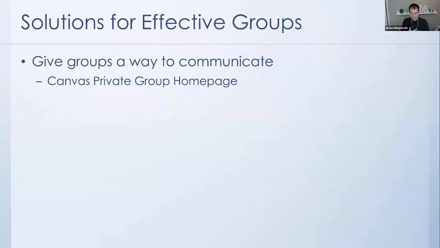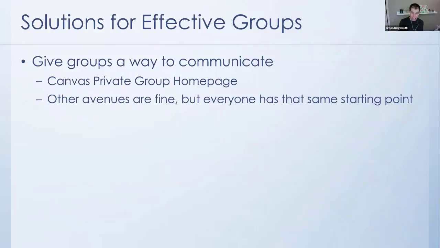Now, we have Canvas, and in Canvas, every student group has a private homepage, and you can use that as a way to let students communicate. Or you can say, here's some apps that work. Now, it turns out at OSU, most students use an app called GroupMe. Well, that's great. Some students are on GroupMe, some are on Discord, some are on Slack, but you have to at least say, if nothing else, here's something that you can use. Canvas private group homepage. If you want to use something else, that's fine. But everyone has that same starting point.